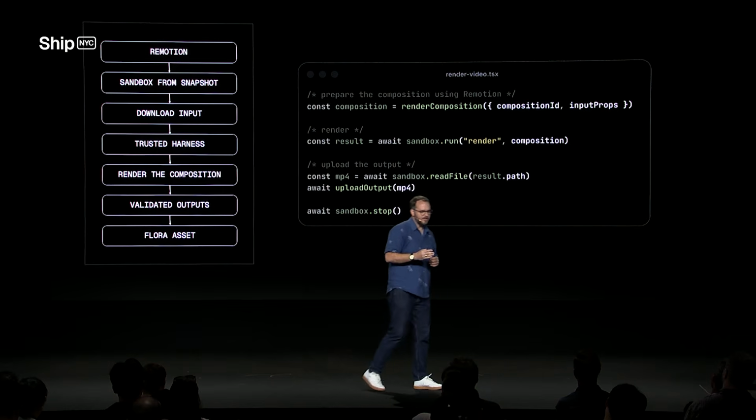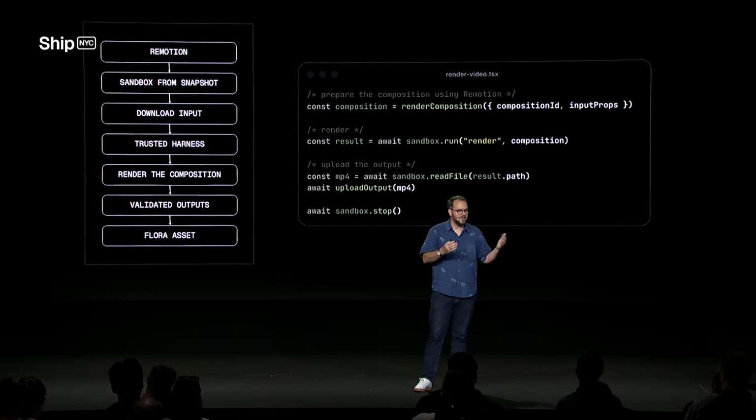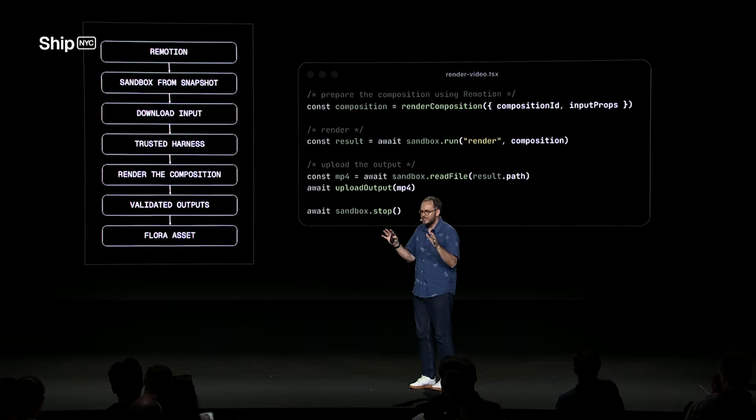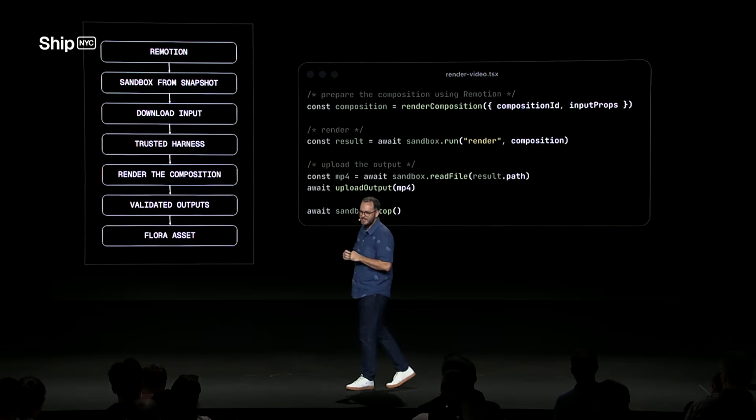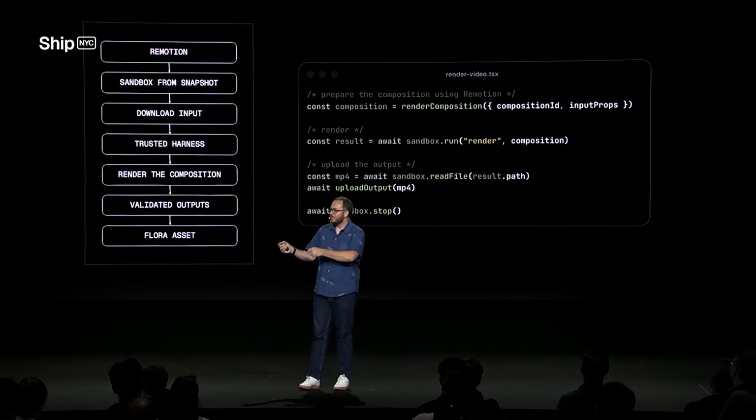Again, let's take a look at under the hood. This time the untrusted isn't really untrusted. We actually do trust it, so we're using sandboxes for a little different reason. We get an intent from Remotion, we spin up the snapshot, we download the input, we create that trusted harness so it can't get into too much trouble. In this case, it only has access to like dependencies and that type of thing. Then we render the composition using the Remotion export. We validate the outputs to make sure that it exactly matches what we can show back on the canvas, and we get it back in as a FLORA asset.